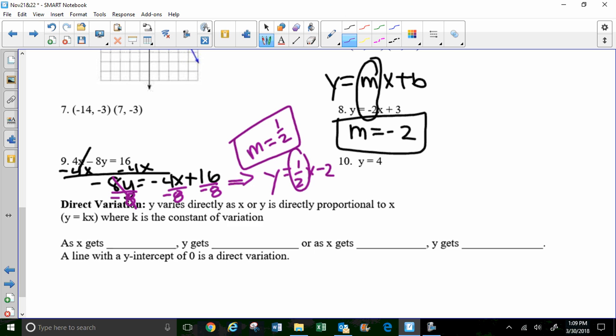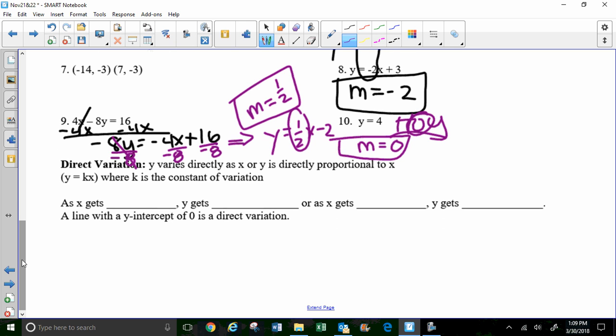Uh-oh, what's going on with number 10? It's a horizontal line because it's just y equals, there's no x. So that tells me that the slope is 0. Just a horizontal line. Again, feel free to pause and go back if you need to hear it again.